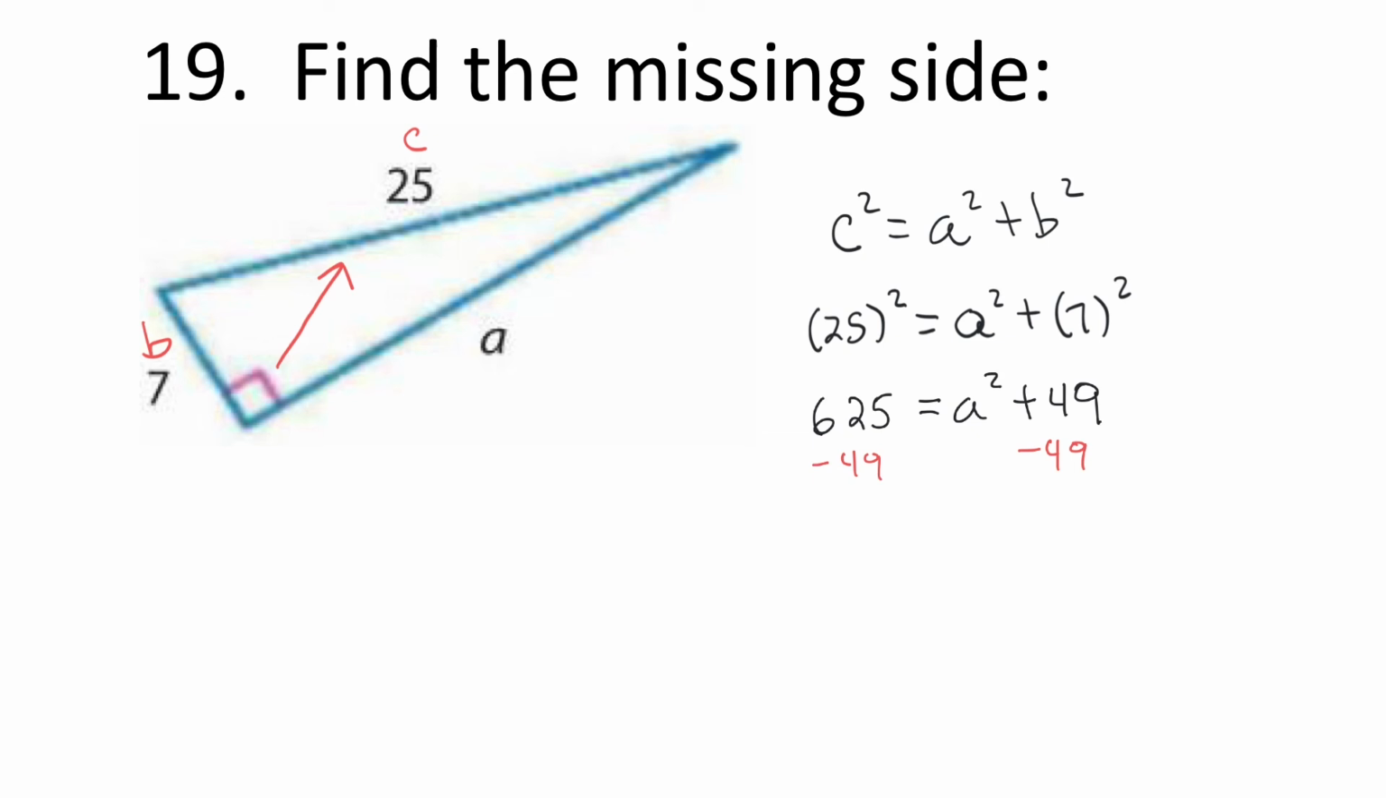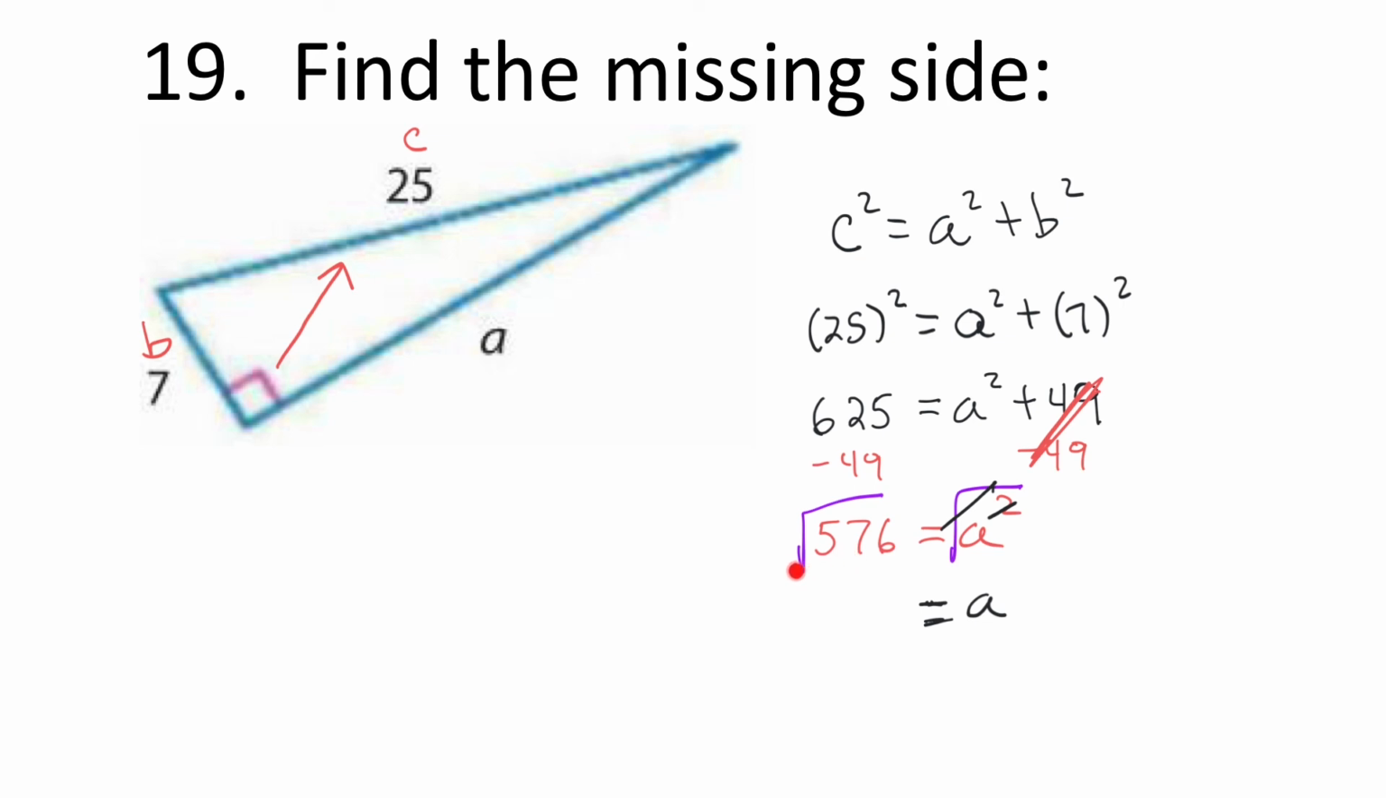So let's go ahead and subtract 625 minus 49. It is 576 equals A squared, and you guys cancel the 49s. Now to cancel the square, once again, we're going to use the square root. So you guys take the square root of both sides like this. And on the right side with the A, we know the square and the square root cancel. So you guys have the A right there.